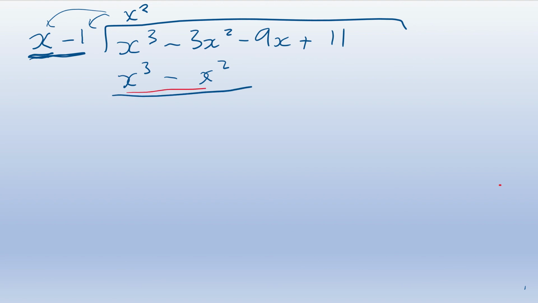I take my new line away from my top line, so I'm going to end up with a minus, and that's going to be a plus, because if you're taking away a negative, it will turn into a plus sign. And what I end up with is x cubed minus x cubed is 0, minus 3x squared plus x squared is going to give me minus 2x squared, and I haven't used my minus 9x or my 11, so I'm going to bring those down.